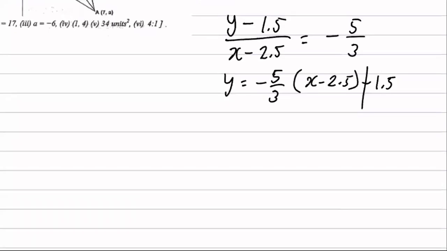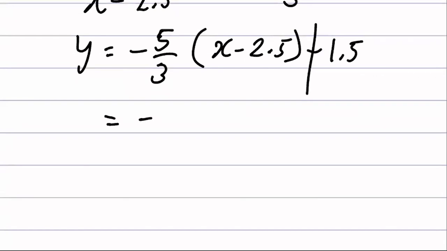Plus 1.5. Okay, then you just multiply out. Negative times negative gives you positive 5 over 3 times 2.5. This will give you 25 over 6. Don't forget the plus 1.5 at the back. At the end of the day, you get 17 over 3. Is that okay?